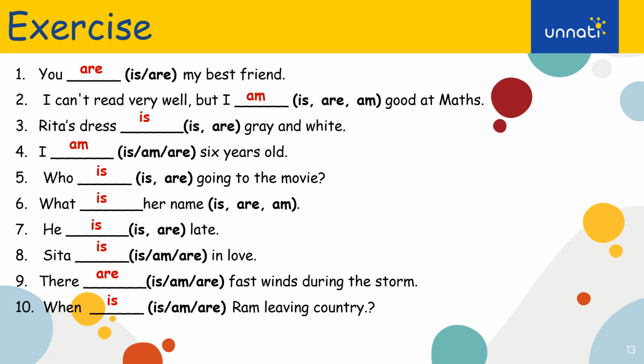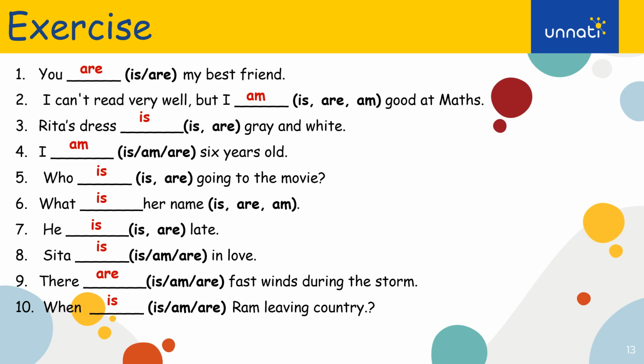Who dash going to the movie. So this can be either is or are. Who is going to the movie or who are going to the movie. I can address a crowd here or I can talk to one person here. Number 6. What dash her name? What is her name? He dash late. He is third person singular number, hence it'll be is. He is late. Sita dash in love.